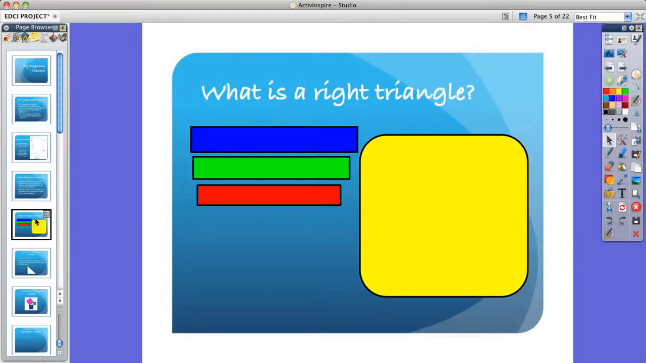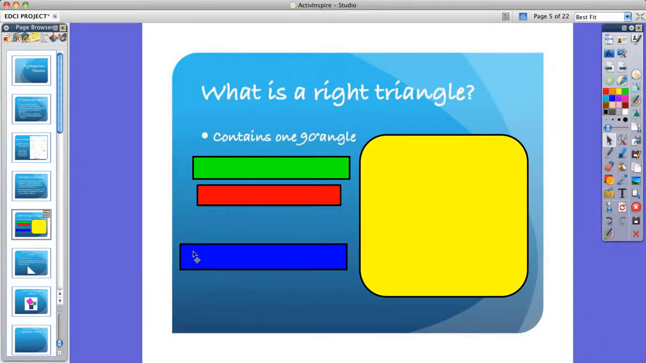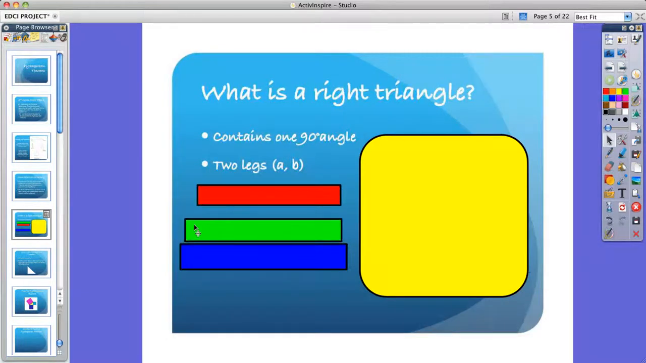What is a right triangle? Does anyone know anything about a right triangle? It has 90 degrees. A 90-degree angle. Very good. Yes. Anyone know anything else? It has 2 legs. Yes, it does. And there's one more thing, that property. Yes, Bernie? It has a hypotenuse.